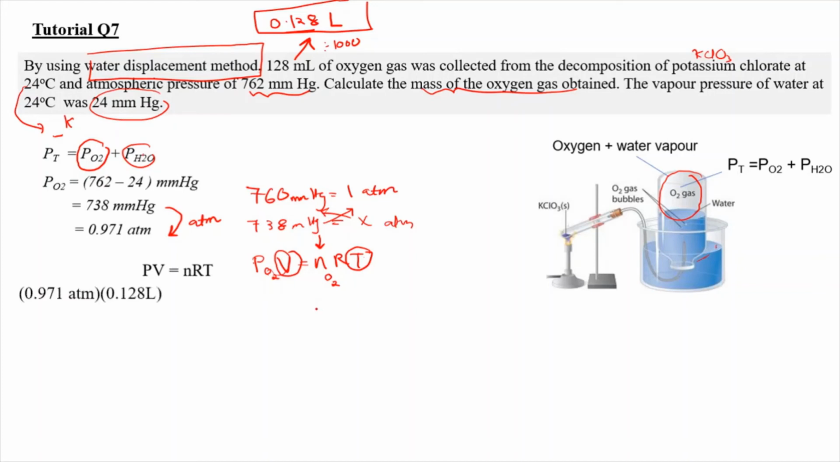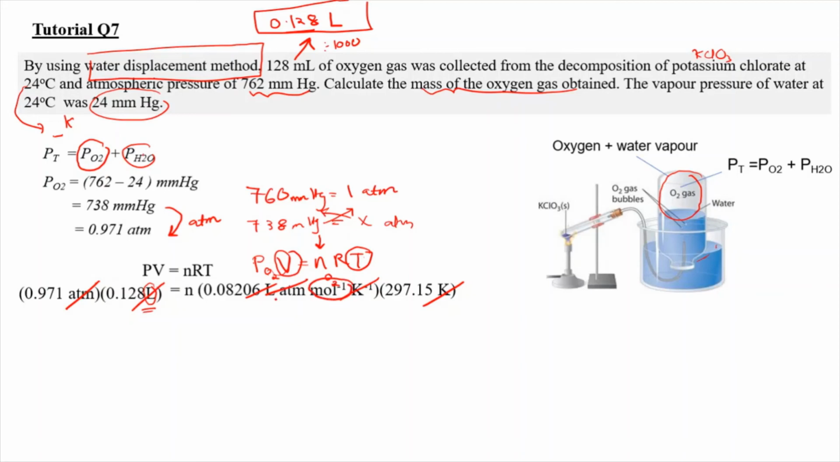So PV is equal to nRT. Our pressure here is given as 0.971. And our volume needs to be in the unit of liters. So we need to find out the number of moles. R is 0.08206 liter atm per mole per Kelvin. And then the temperature is 297.15 Kelvin. So per Kelvin and Kelvin can be cancelled out. ATM and ATM can be cancelled out. And liter and liter can be cancelled out. So you're going to have the unit of mole.